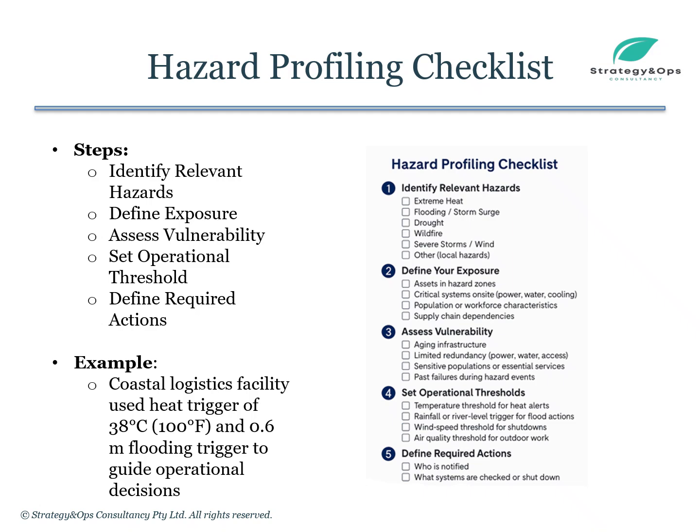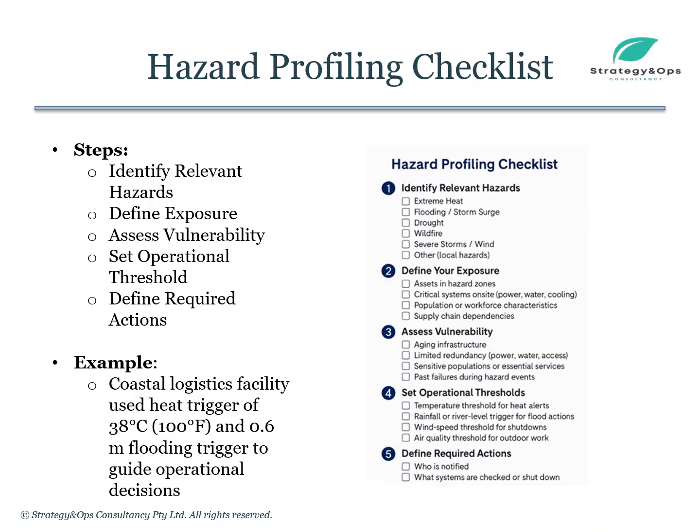Step 1. Identify relevant hazards. Start by listing the hazards that realistically affect your location, such as extreme heat, coastal flooding, severe storms, or wildfire. Use recent climate records and local projections to confirm whether each hazard is chronic, seasonal, or event-driven.